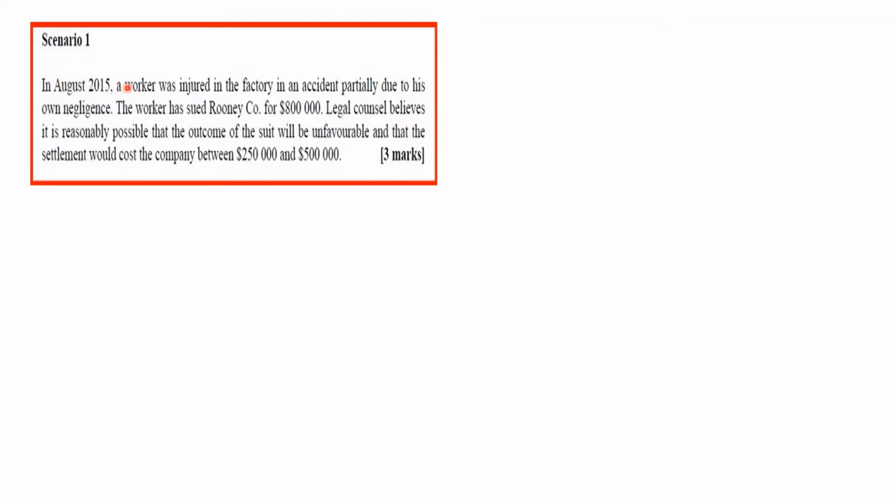In August 2015, a worker was injured in a factory in an accident partially due to his own negligence. The worker has sued Rooney Company for 800,000. Legal counsel believes it is reasonably possible that the outcome of the suit will be unfavorable, that is, the company will lose the case, and that the settlement would cost the company between 250,000 and 500,000.